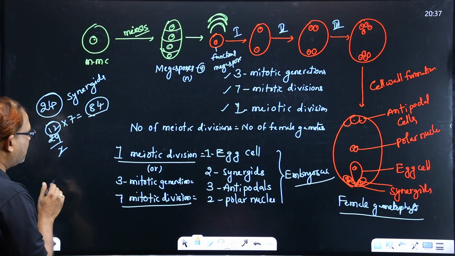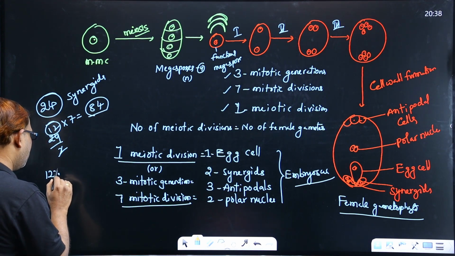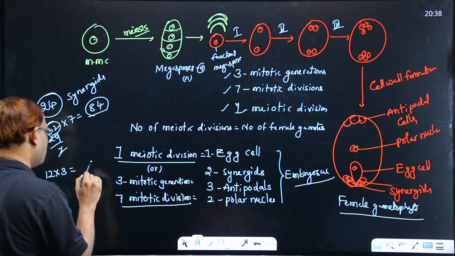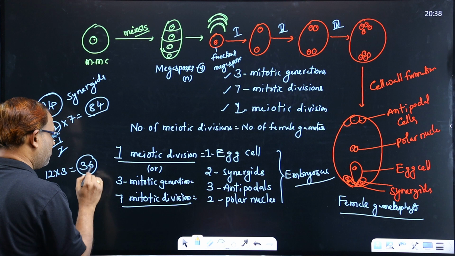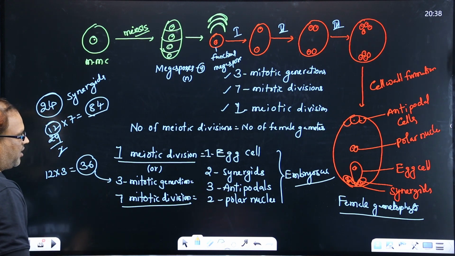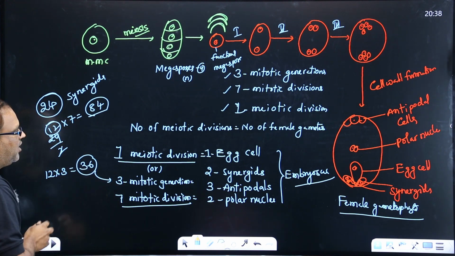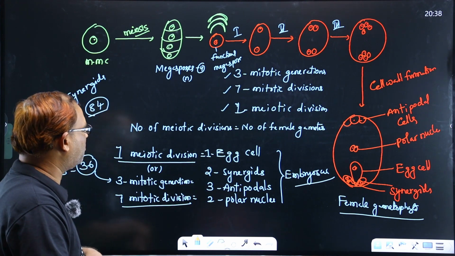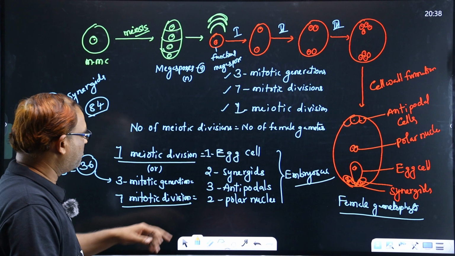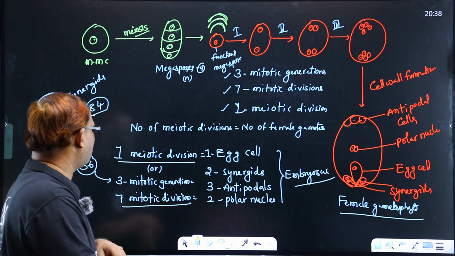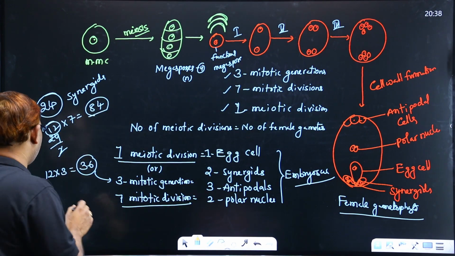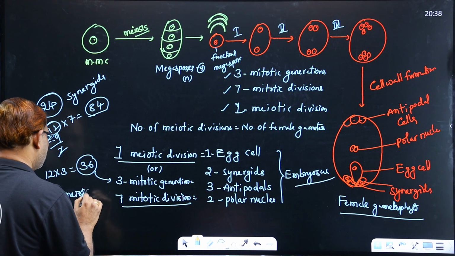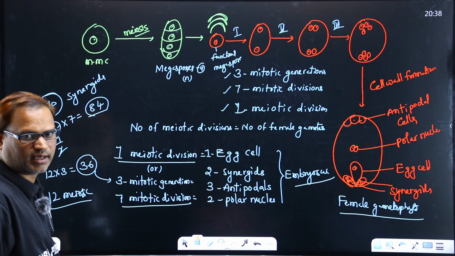So how many mitotic generations are required? 12 into 3, that is equal to 36 mitotic generations are required. How many meiotic divisions are required here? See, one meiotic division is equal to how many egg cells? Only one egg cell. So 2 synergids, how many meiotic? One meiotic. So that means 12 meiotic divisions.